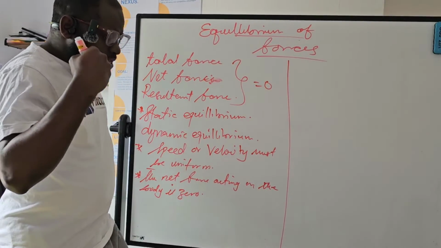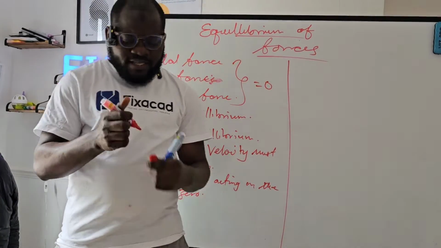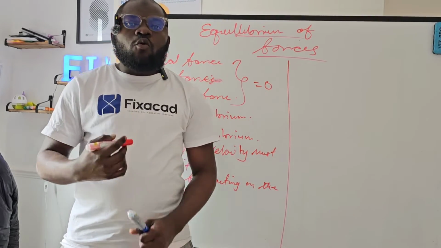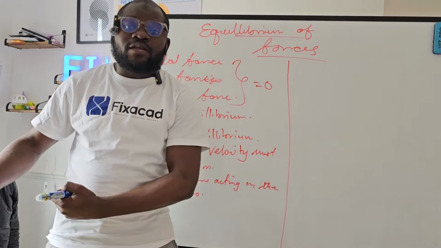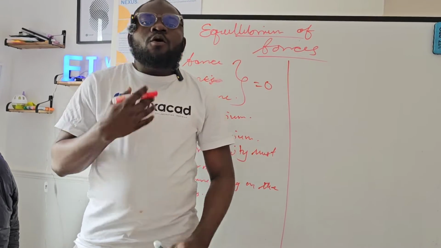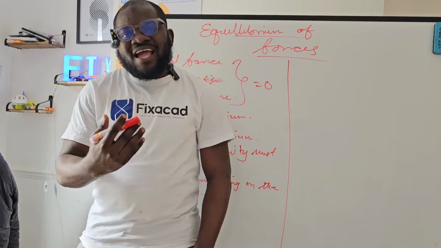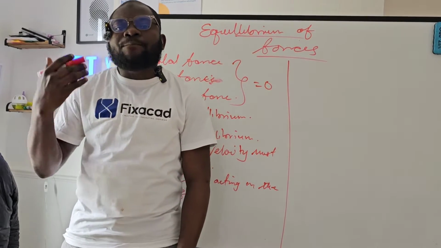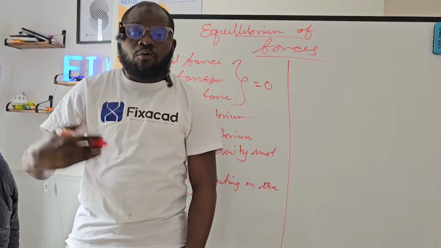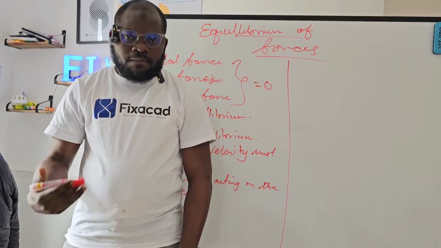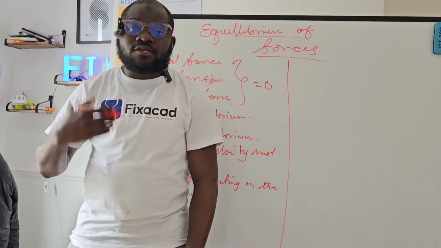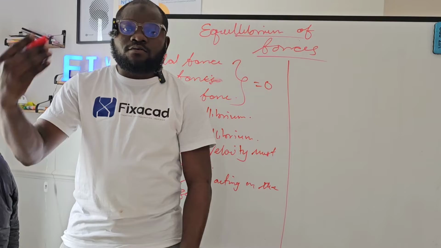Now, it's not possible, because the examiner might want to confuse you. It's not possible for a body to possess a dynamic equilibrium and a static equilibrium simultaneously. Why am I saying this? Sometimes we might want to refer to a body that is moving with a uniform speed as a body that is not moving. Am I making sense now? That is, a body moving with a uniform speed can be categorized as a body that is not moving.